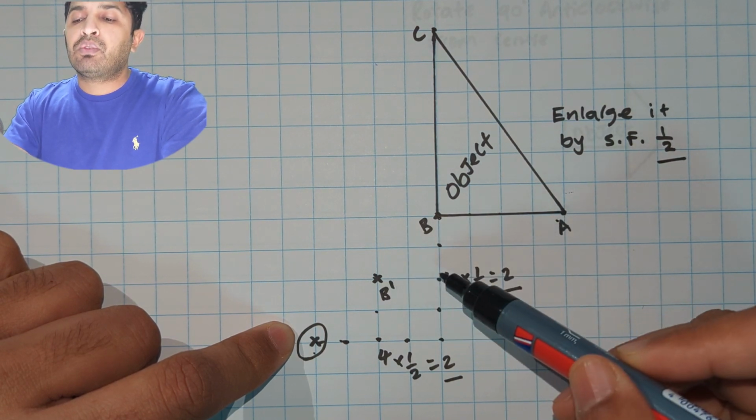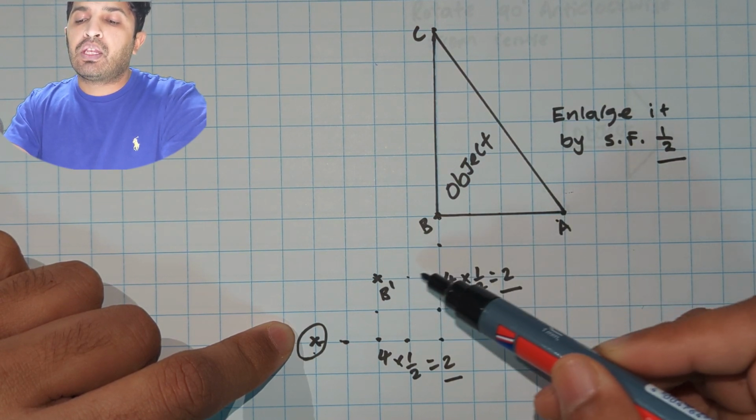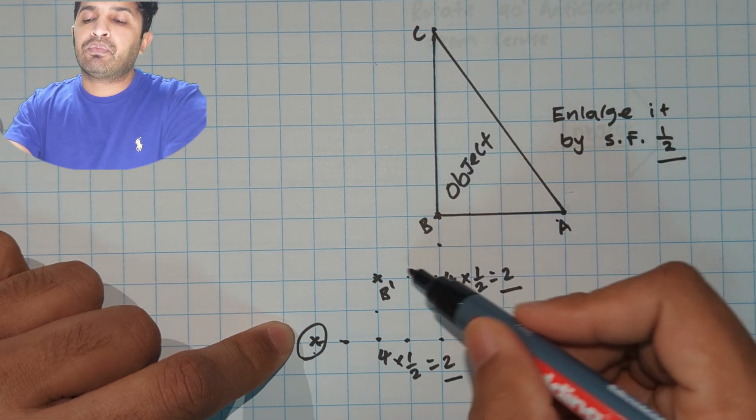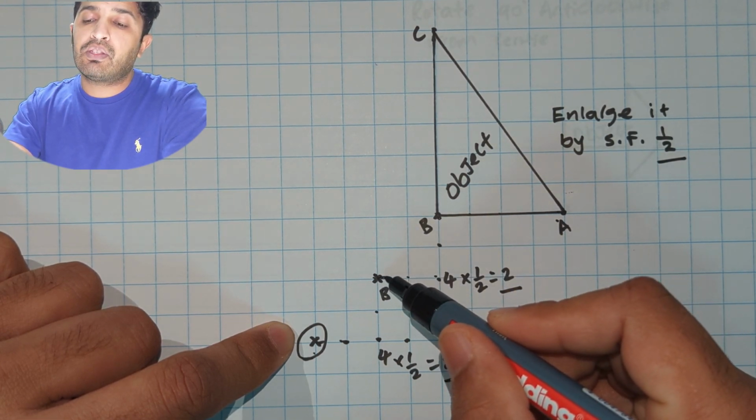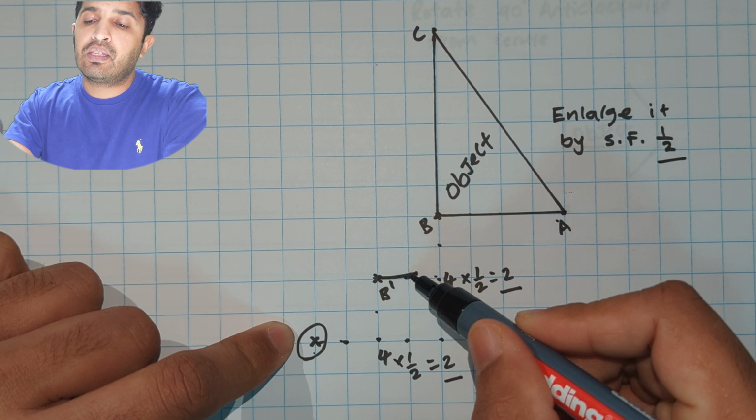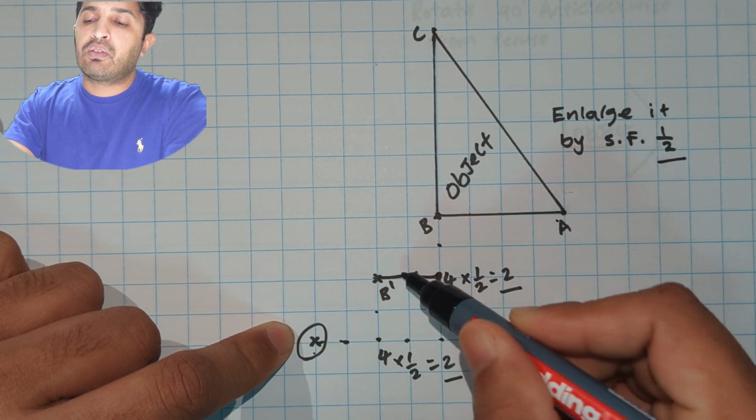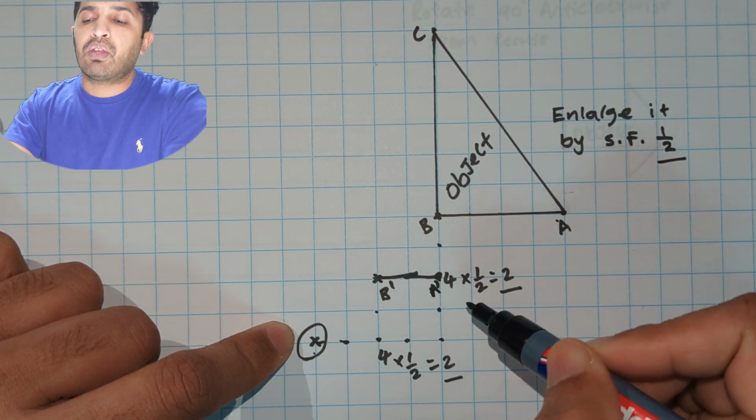So on B prime to A prime, I need to go 1 and 2, half that distance. So I'm going to be making this shape here half the size. So we get there 2, and that will give you your A prime.